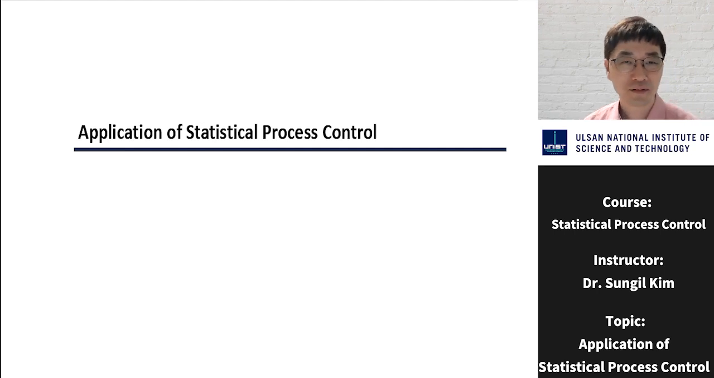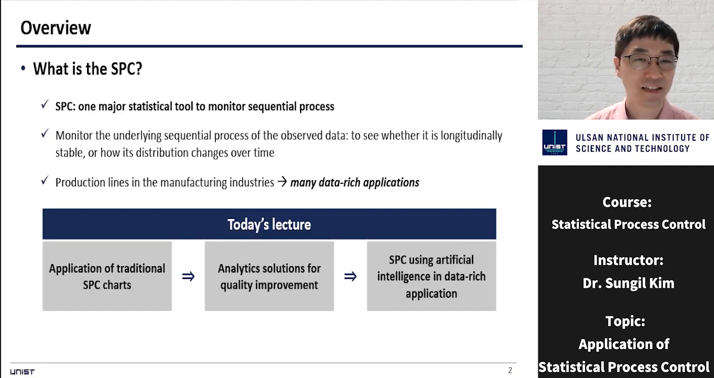Hello, everyone. Today we are going to talk about applications of statistical process control, SPC. SPC is one major statistical tool to monitor a sequential process. SPC handles a fundamental research problem when analyzing data in a given application, which is to monitor the underlying sequential process of the observed data to see whether it is longitudinally stable or how its distribution changes over time.